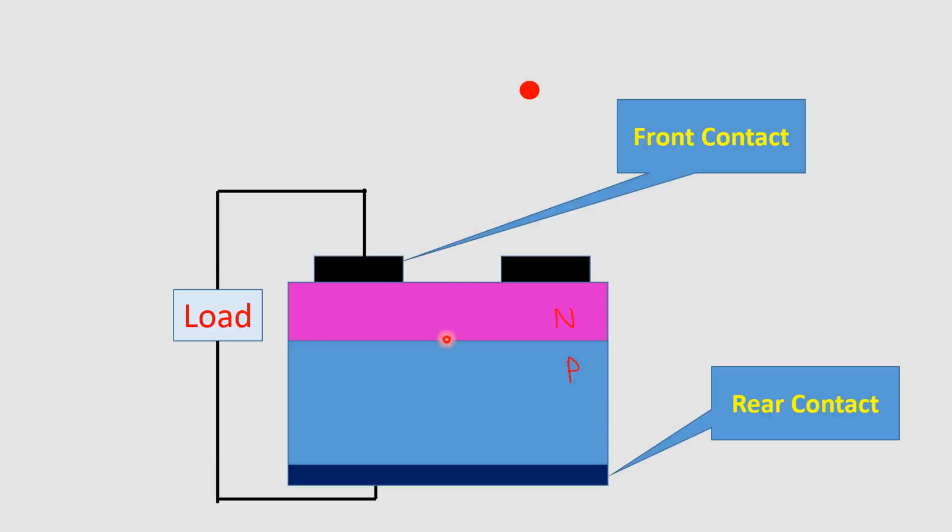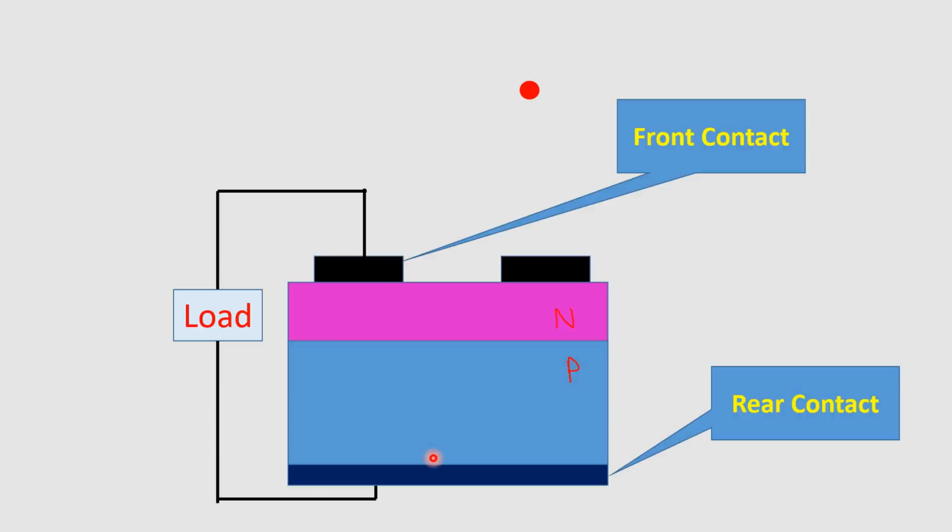That's why electron and hole pairs are generated, and the electrons move from the load through the rear contact. Electron and hole pairs are also generated in the p-type material. That's why the light generated current is created.